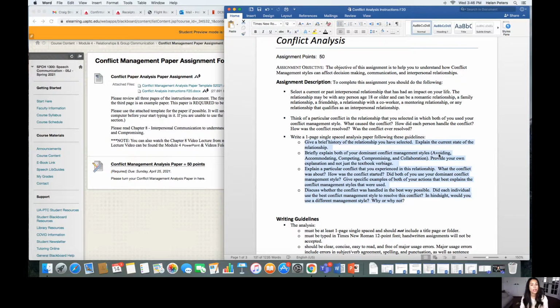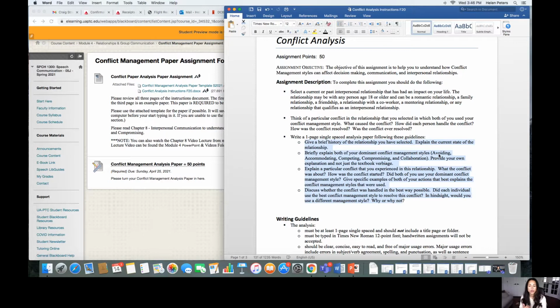You might also talk about, and when you watch the video and you read the chapter, it will talk about passive aggressive tendencies or passive tendencies or aggressive tendencies. So you might also bring that into play. Like you might say, I tend to be more of a passive personality type. So in this particular conflict, I was more of an avoider. Or you might say I was more of an accommodator. So you could kind of also add that in there.